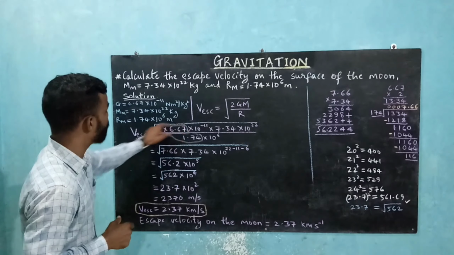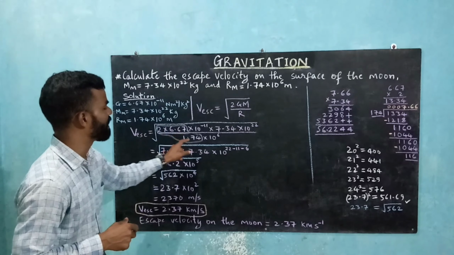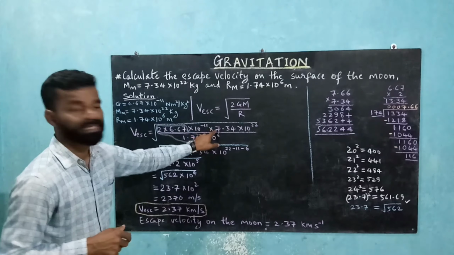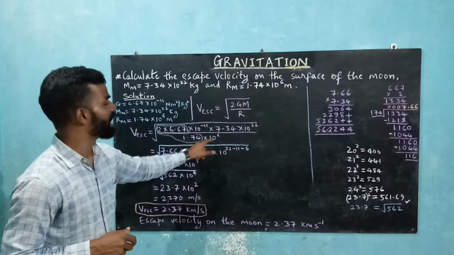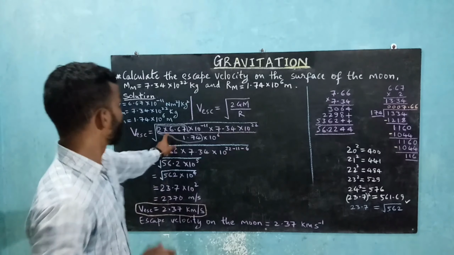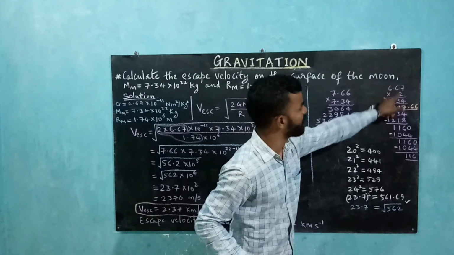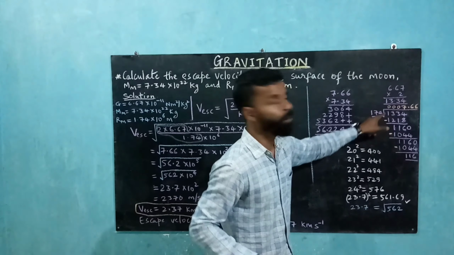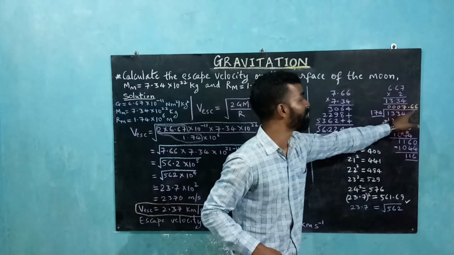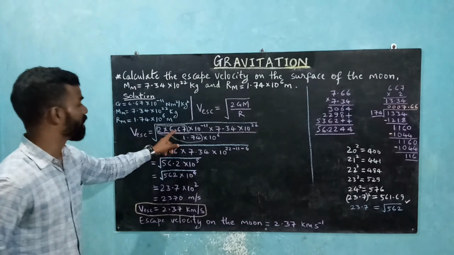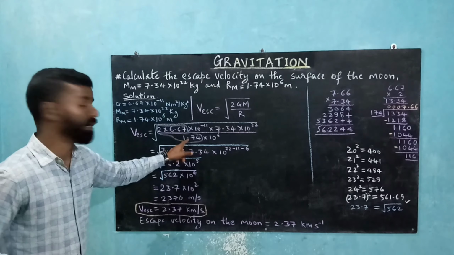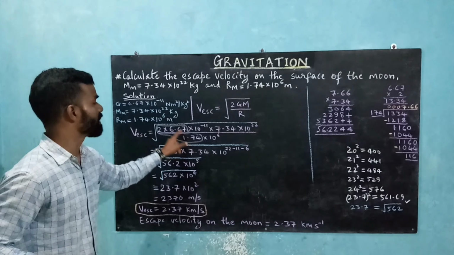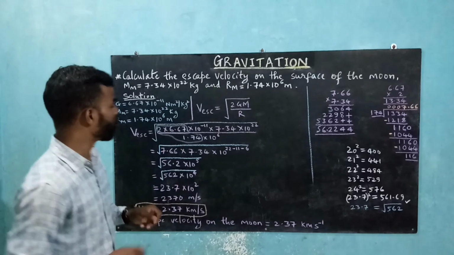You can do this part first, 2 into 6.67 divided by 1.74, and then multiply this answer with 7.34, and then you can take the other terms separately. So 2 into 6.67 is 13.34, and 13.34 divided by 1.74 gives 7.66. What I have done over here is multiply and divide by 100 to make it 174 and 667, since both numbers have decimals after two places.